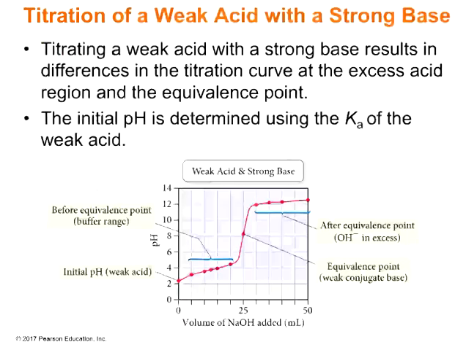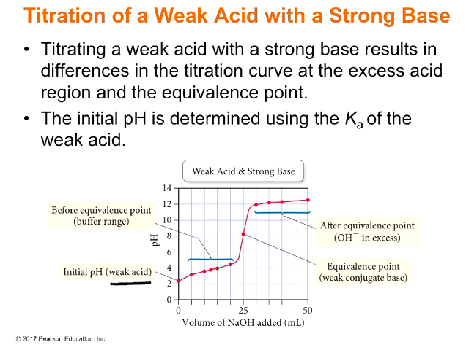Now, what if we're performing a titration of a weak acid with a strong base or vice versa? Titrating a weak acid with a strong base results in differences in the titration curve at the excess acid region and the equivalence point. If we're comparing this to our strong acid, strong base titration curve, you'll notice down below that the initial pH of the weak acid is higher than that of a strong acid. And so those pH values in general are going to be a little bit higher.